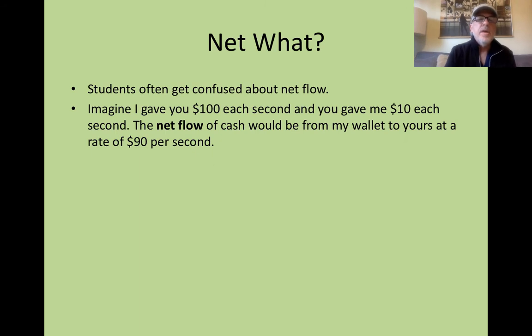So imagine I gave each of you $100 a second, and you gave me $10 a second. The net flow of cash, which you would like very much, would be from my wallet to yours at a rate of $90 per second. So there is a flow of 100 per second in one direction and 10 per second in the opposite direction. That means the net flow is $90 per second.